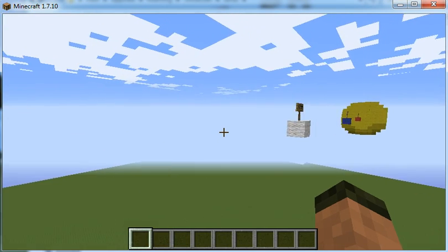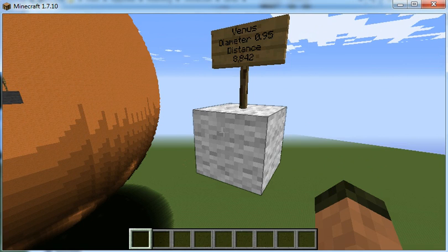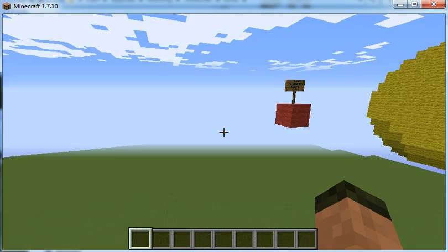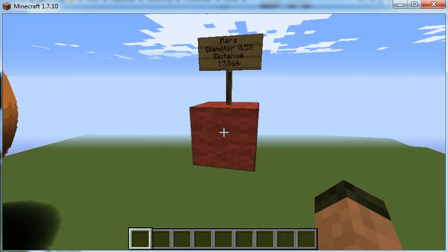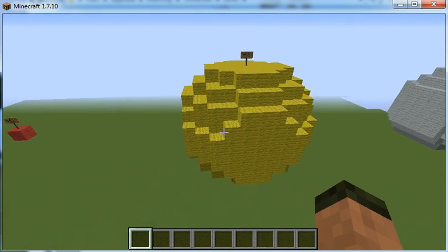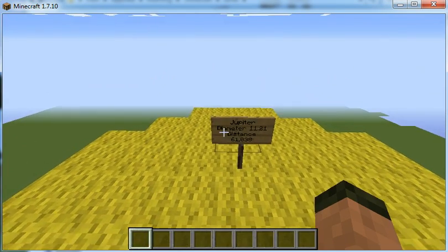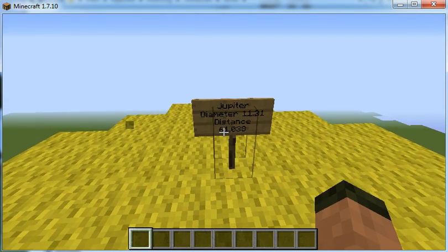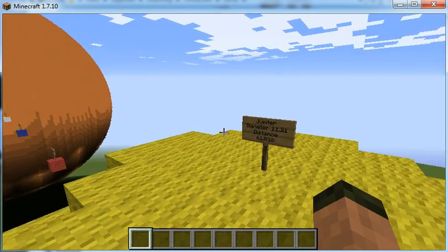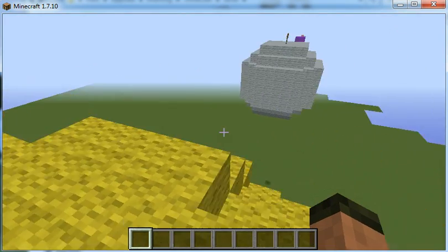So let's go have a look. And here's Venus at 0.95 of a block and 8,842 blocks away. Past the Earth again, there's Mars. Well, we're really getting out now, so that's 17,866 blocks away. And here's Jupiter, the largest planet in our solar system, with a diameter of 11.21 blocks, still dwarfed by the massive Sun, but a staggering 61,000 blocks away from the Sun.